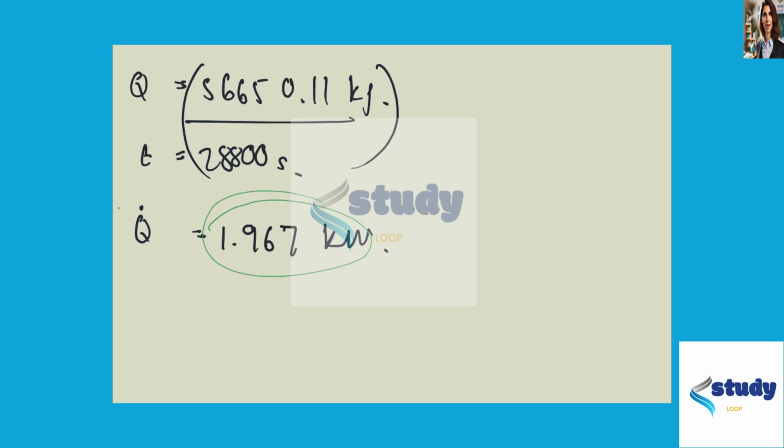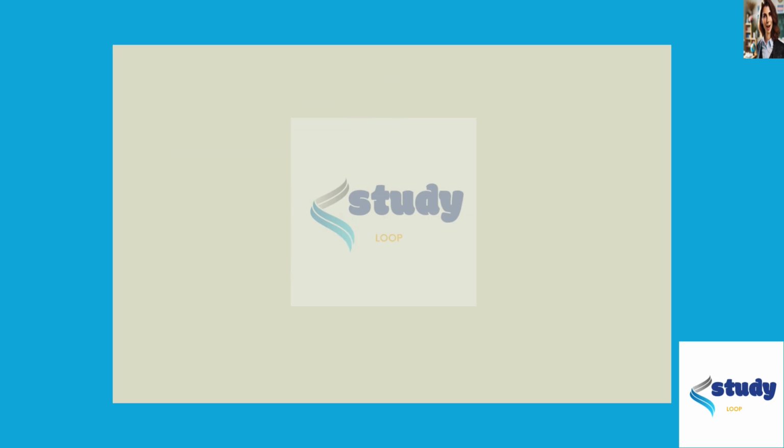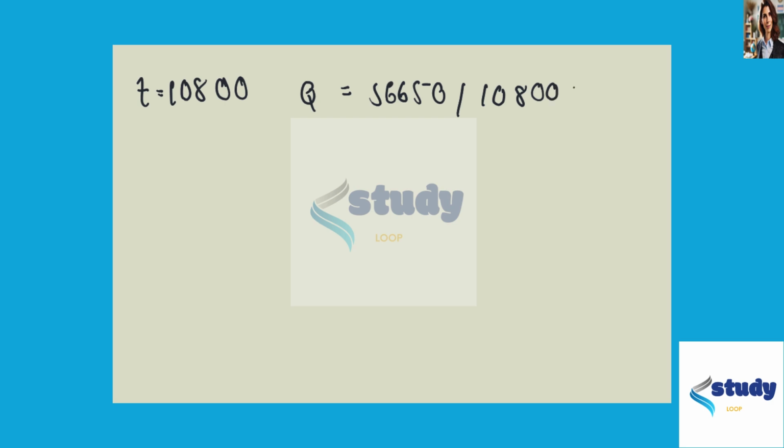So in the second part, we're doing a very similar thing. We'll get a fresh sheet up. So we have time, that is 10800. We're getting it in seconds from 3 hours. So then Q dot is equal to 56650 divided by 10800. Q dot is equal to 5.245 kilowatts.